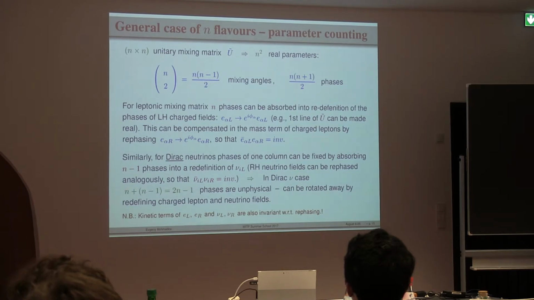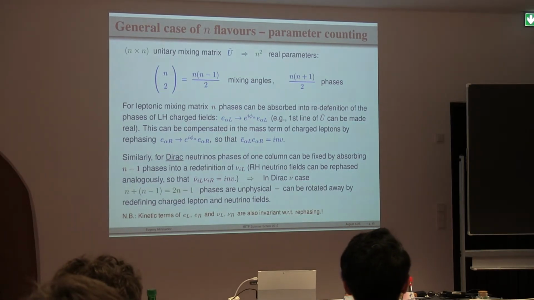By doing this, we can freely choose phases of one line in our mixing matrix. Now, are we allowed to do this? If we do this, we will also change the mass matrix of charged leptons. But we can always compensate for it by assuming that right-handed fields are transformed by the same exponential factors. So we transform both left-handed and right-handed components of the charged field, and our Lagrangian will remain unchanged. This means that we can freely choose, for example, we can make one line in our mixing matrix completely real by doing this. And it's completely up to us, and it wouldn't change any physics. It wouldn't change the Lagrangian. And therefore, these phases are unobservable.